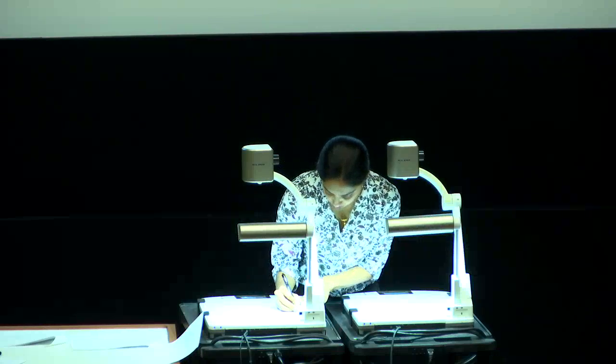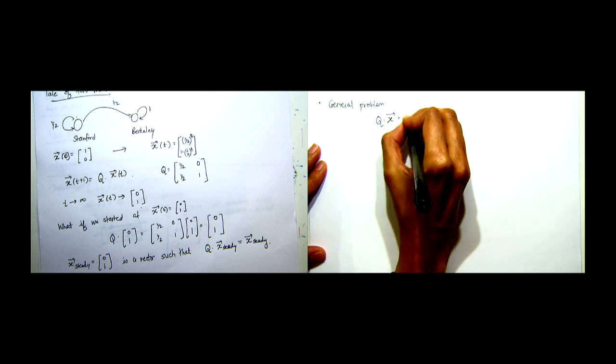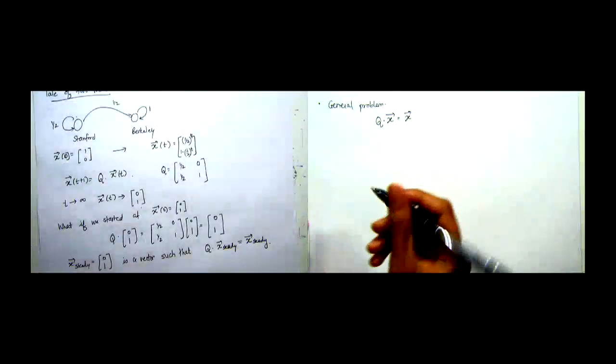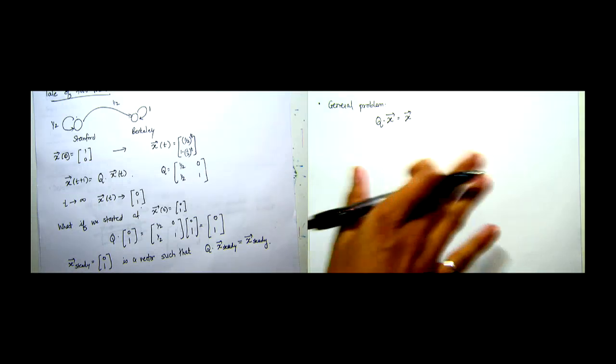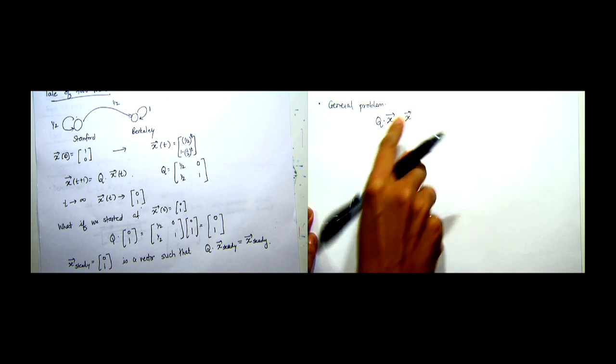So what is the general problem that we're trying to solve? For some matrix Q, can I find which vectors solve this equation? Which vectors satisfy such an equation, right? This is basically the equation of a general steady state vector. And we said, well, it looks like a system of linear equations, but it's not exactly in the format that we like, right? Why is this not in the format that we like? Because there's x on both sides of the equation, and x is unknown, right? We don't like it when there's unknowns on both sides.